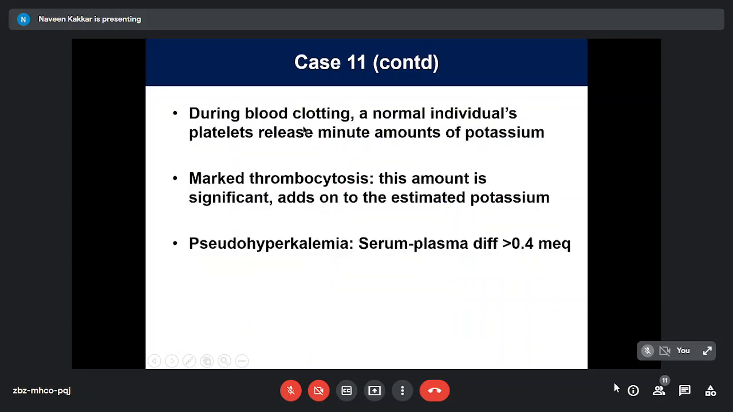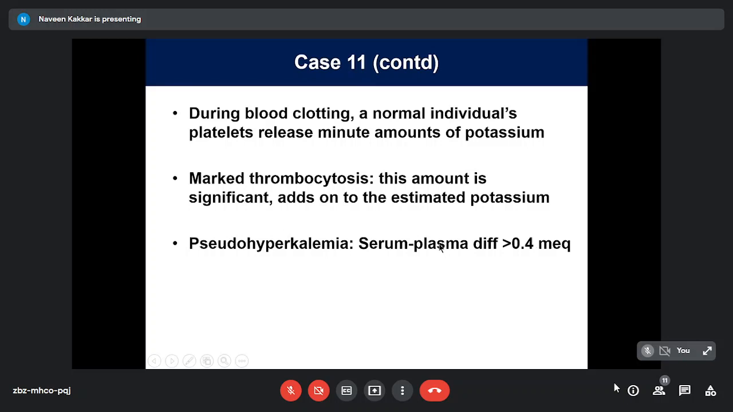So what was the problem here? Let's look at some physiology. During blood clotting, a normal individual's platelets release a minute amount of potassium. If you have marked thrombocytosis, this amount is significant and adds on to the estimated potassium. Remember, this is clotting, so it's a serum sample. If you do a plasma sample, you'll get a more accurate potassium value. So the condition we're talking about is pseudo-hyperkalemia, a false rise in the potassium values.